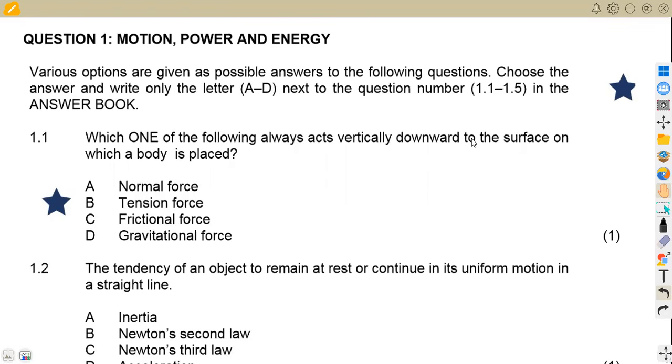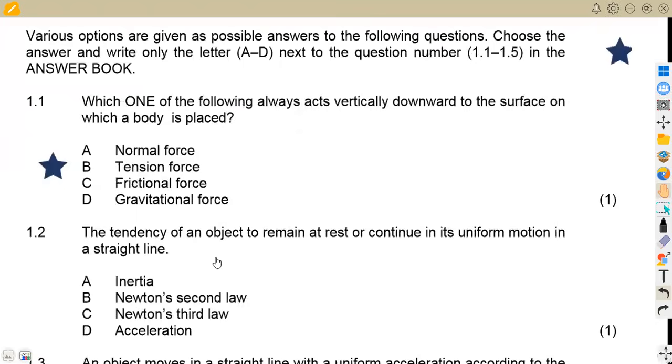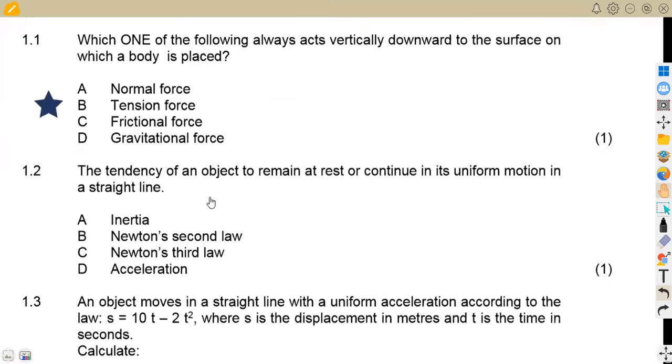So on question number 1, various options are given, as you can see, as possible answers that you're going to be using in each of the questions. Choose the answer and write only the letter, from A to D, next to the question numbers 1.1 to 1.5 in the answer book. Okay, so these are the questions that we have. The first part is question 1.1.